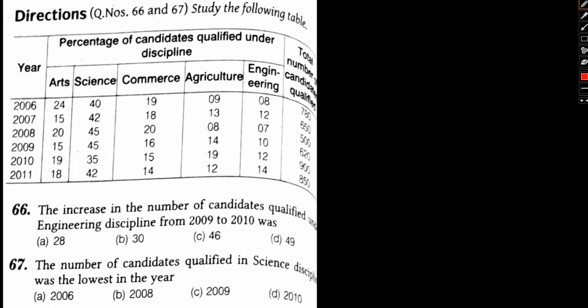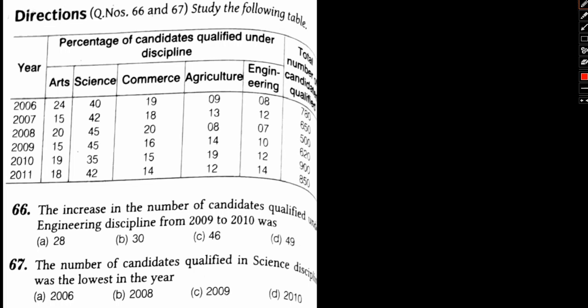Study the following table. Here is given the percentage of candidates qualified under each discipline. These are all percentages given. Total number of candidates qualified: 2464, 973, 81, 90. Total 100%, the percentage wise distribution is given. Increase in the number of candidates qualified under engineering discipline from 2009 to 2010 was.